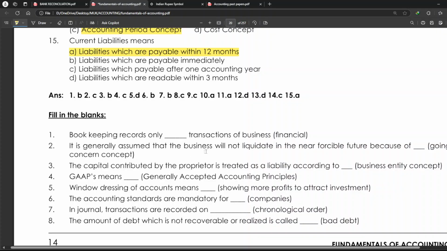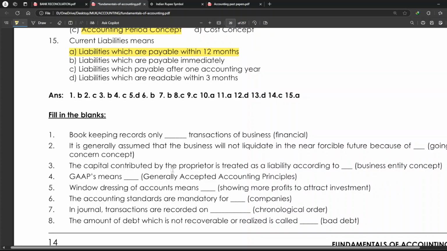Capital contributed by the proprietor is treated as a liability according to the business entity concept. Why? Because this concept assumes that the proprietor is separate from the business entity. That means when he puts his capital there, he is being owed by the company.